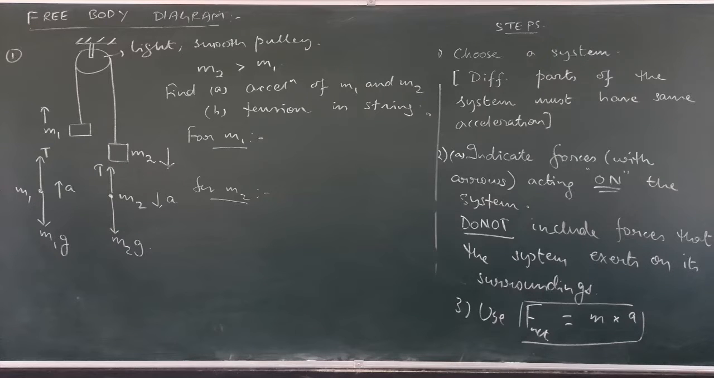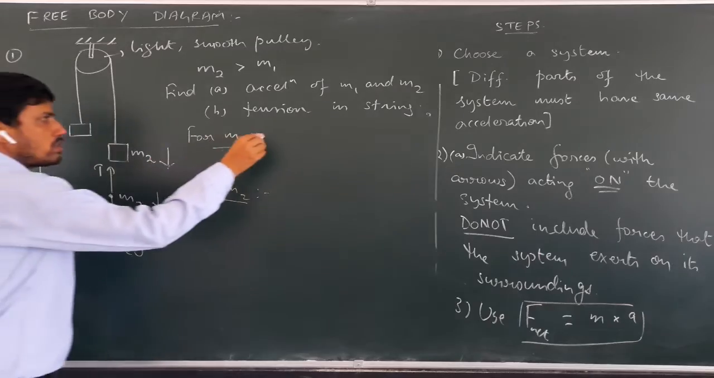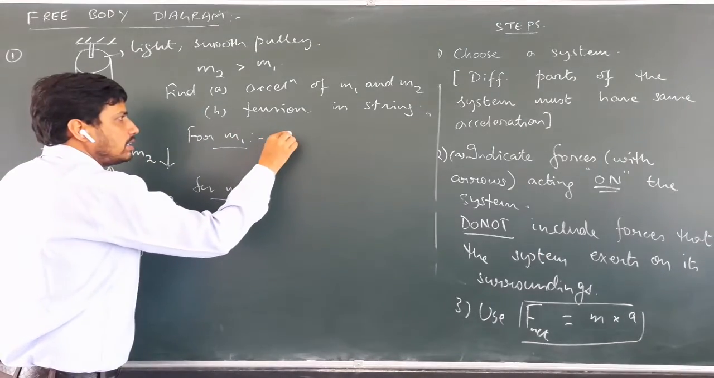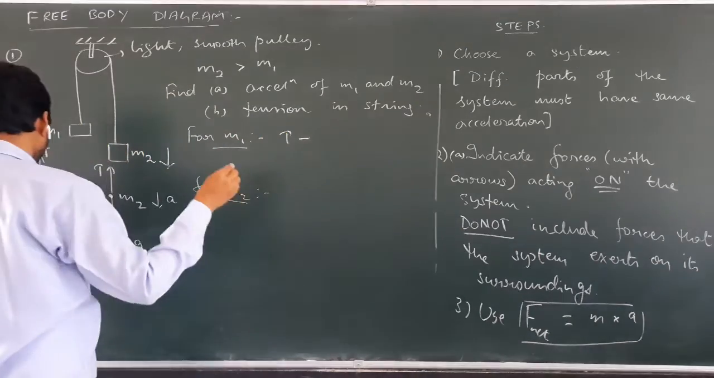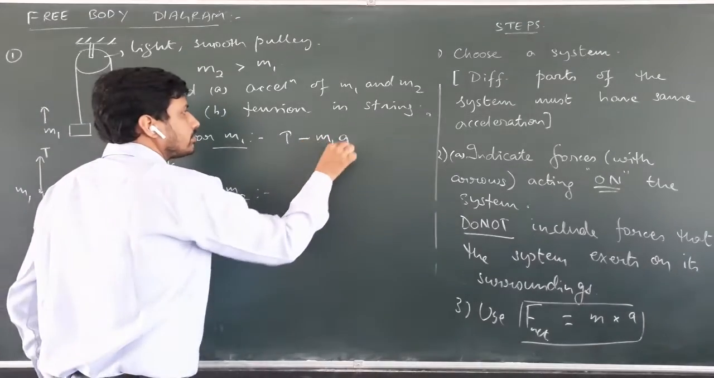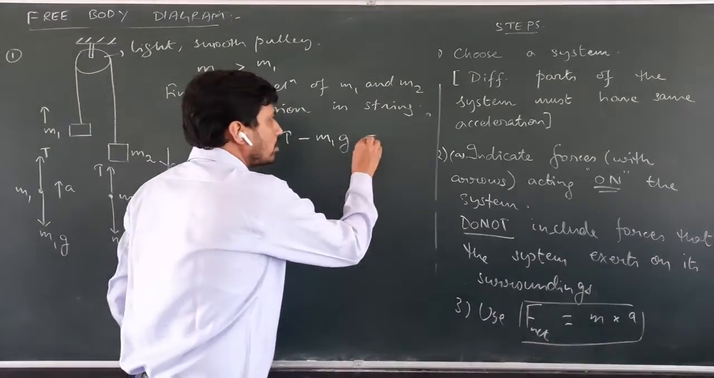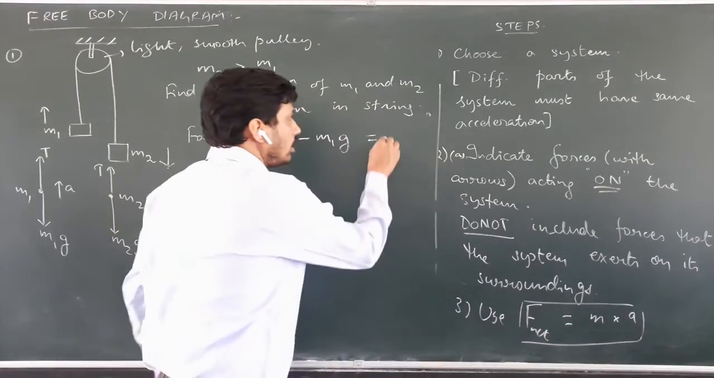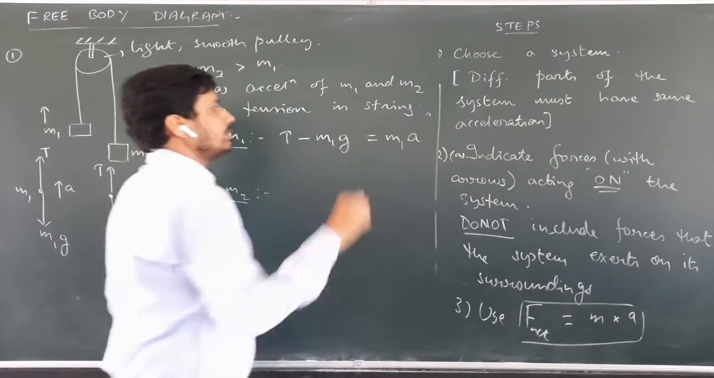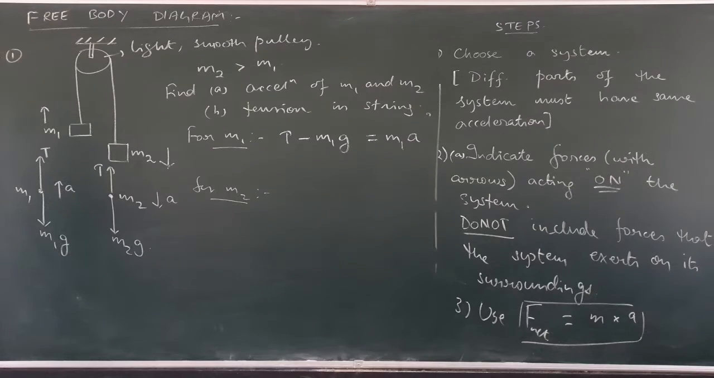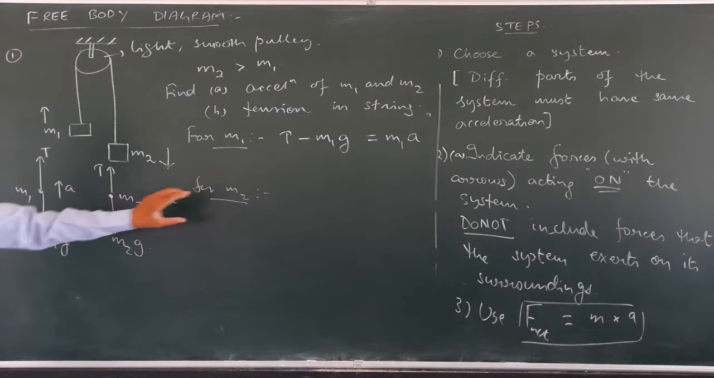At the same time, M1G is opposite to the direction of acceleration, so we will take it as negative. So the total force becomes T minus M1G. This is the total force, that is F net, equal to mass M1 times acceleration A. Equation number 1. Now let us apply the same rule for M2.